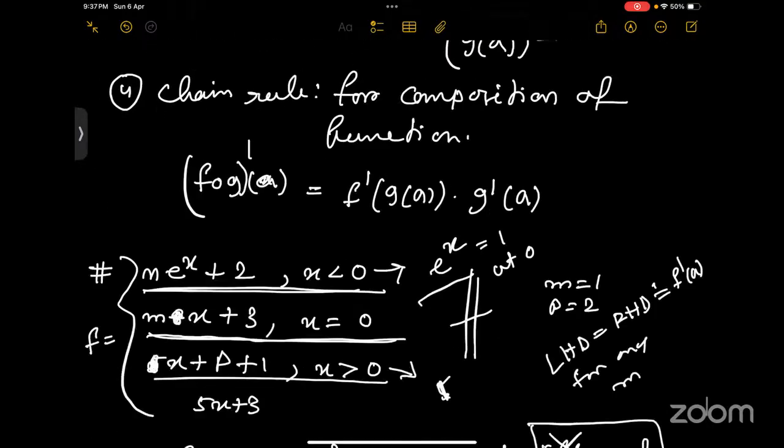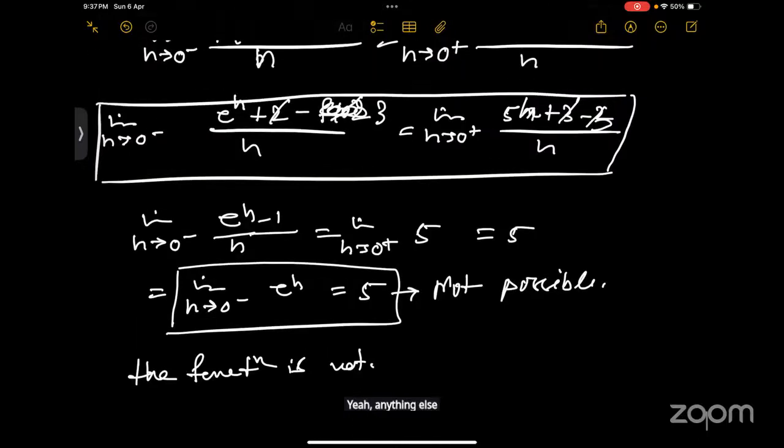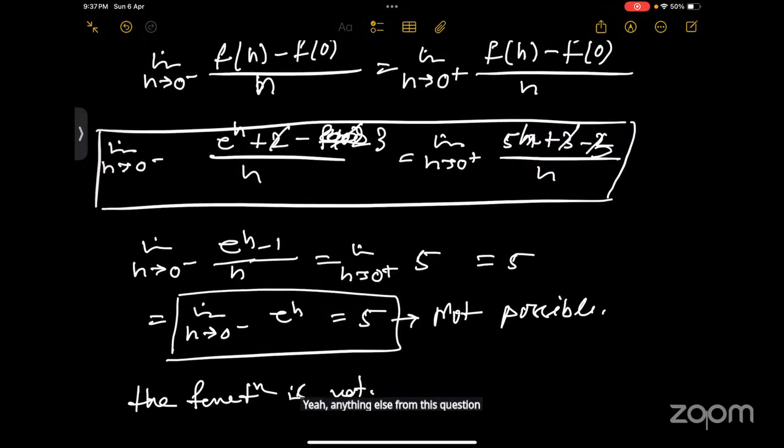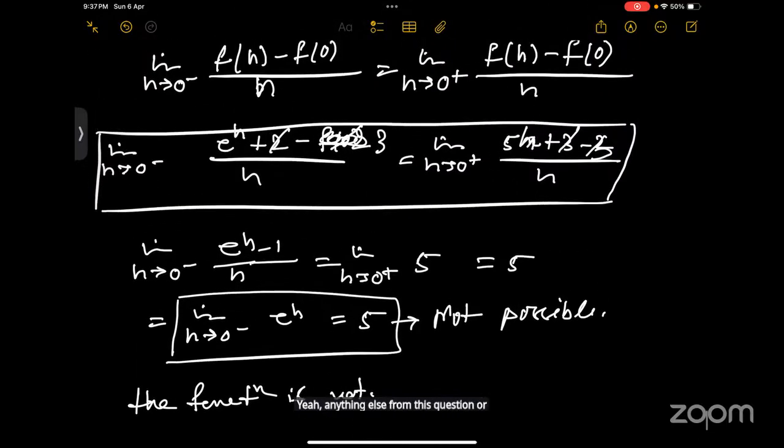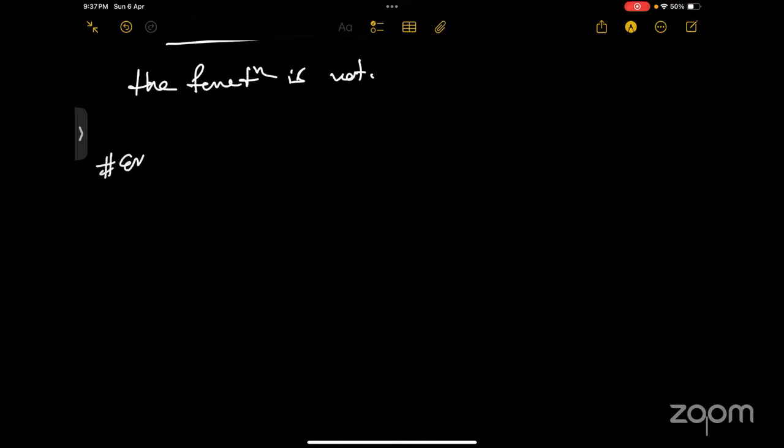Yeah. Anything else from this question? Ma'am, take one more example on this concept. This piecewise differentiation, please give one more example. Yeah, sure. Okay, just pause for some time. I'm writing one more example for differentiability.